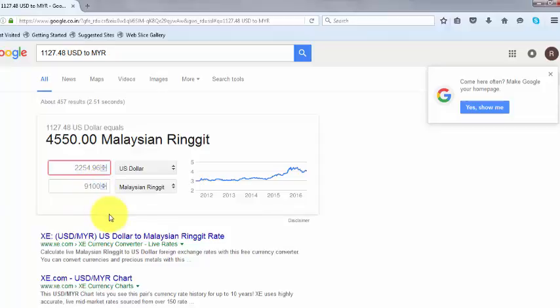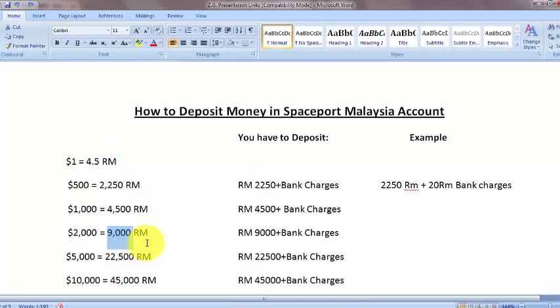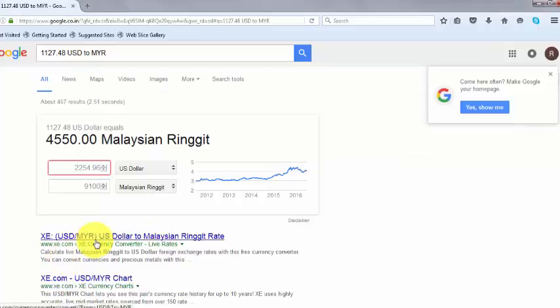That's important, because the company should get exactly 9,000 RMs. That means for the $2,000 package, they have to get 9,000 RMs into their account. Then only your account will be upgraded. I am confident you got my point. And after doing this, you can convert it from US dollars to your currency from here.